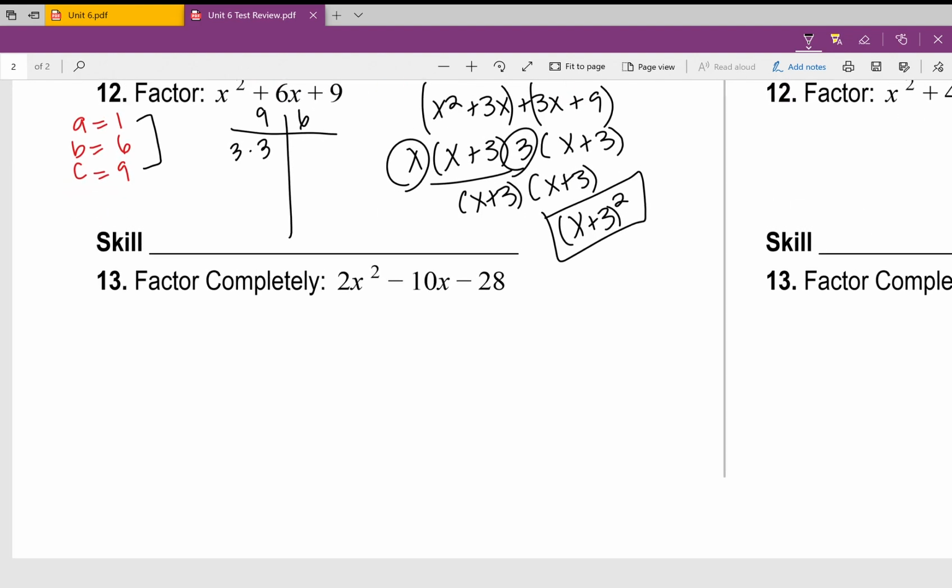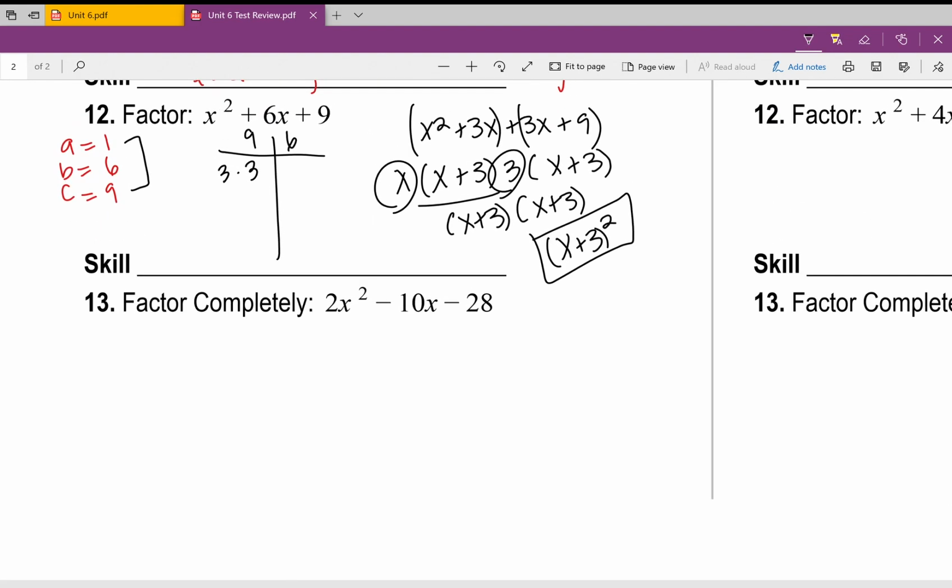I think this is the last one. Yep, number 13. Number 13 is factoring when a is greater than 1. So we have a equal to 2, b equal to negative 10, and c equal to negative 28. Remember, our first step is to see if they have a GCF. It looks like the GCF they have in common is 2. So I'm going to divide everything by 2.